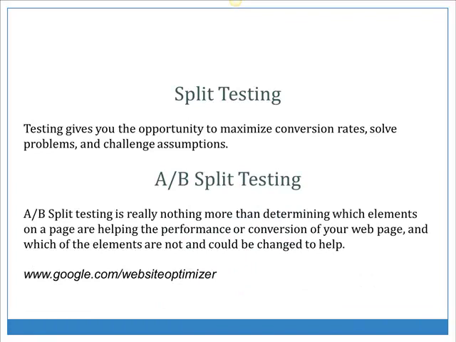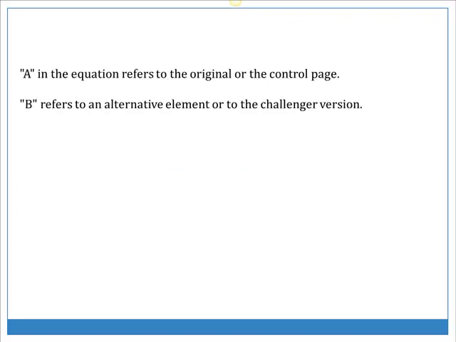The most recognized split testing is called A/B split testing, and this is really nothing more than determining which elements on a page are helping the performance or conversions of your web page, and which of the elements are not and could be changed to help. One tool you can use is Google.com. It's got a website optimizer. You can go check it out. They've got an A/B split tester that you're able to use to do some of the testing of the different elements of your page. But you really need to understand and learn what is going on with your websites.